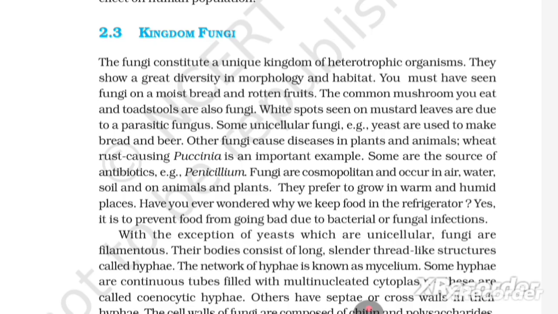Other fungi cause diseases in plants; Puccinia, which causes rust, is an important example. Some are the source of antibiotics, for example Penicillium. Fungi are cosmopolitan and occur in air.